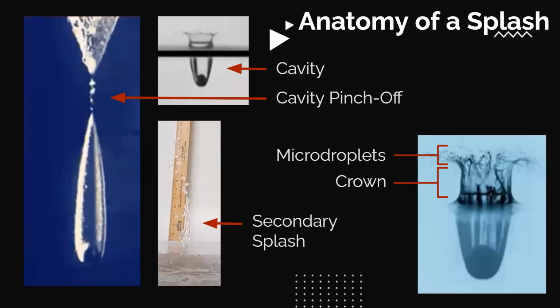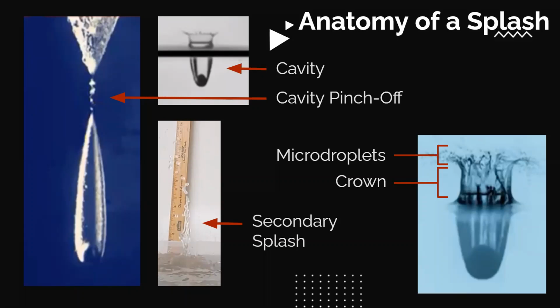So let's break down what's happening here. As the sphere drops down into the fluid, we see a cavity begin to form behind it. This cavity continues to extend until pinching off due to pressure forces. Once the upper cavity has been cut off from the momentum of the object, it collapses upward, extending far above the surface to create a taller secondary splash.